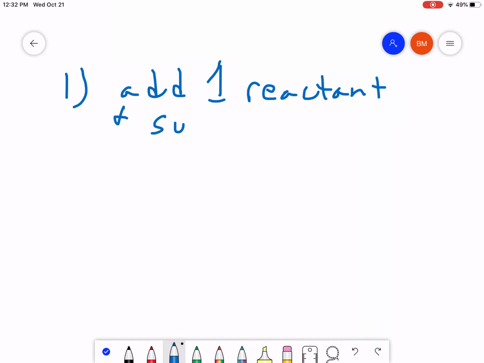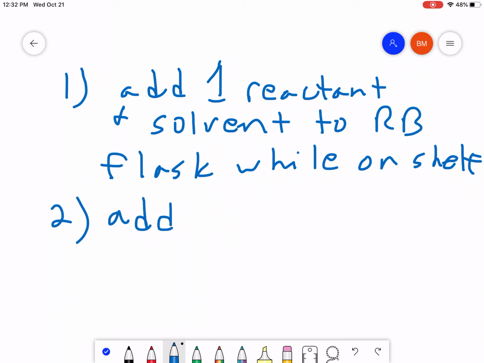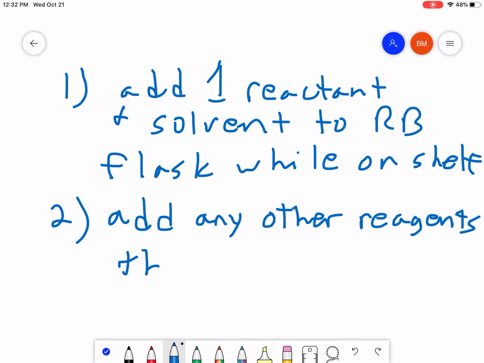And your solvent, and it tells you what to use as a solvent, to your round bottom flask while on the shelf. All right. So then it's going to tell you to drag the round bottom flask to the clamp. All right. After it's in the clamp, that is where you add any other reagents that you need. All right.